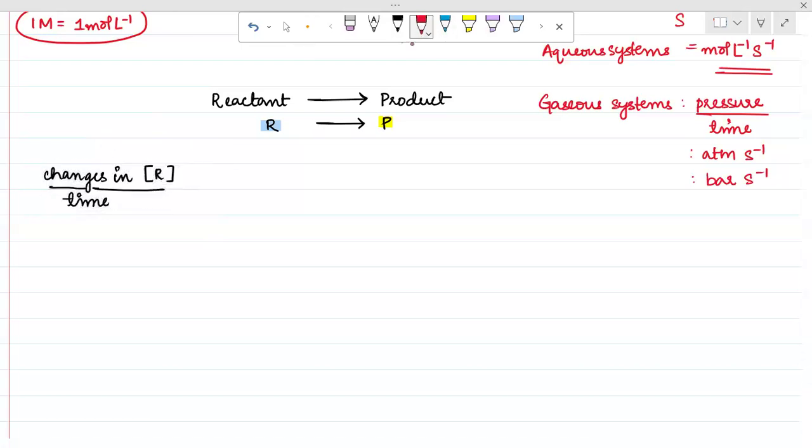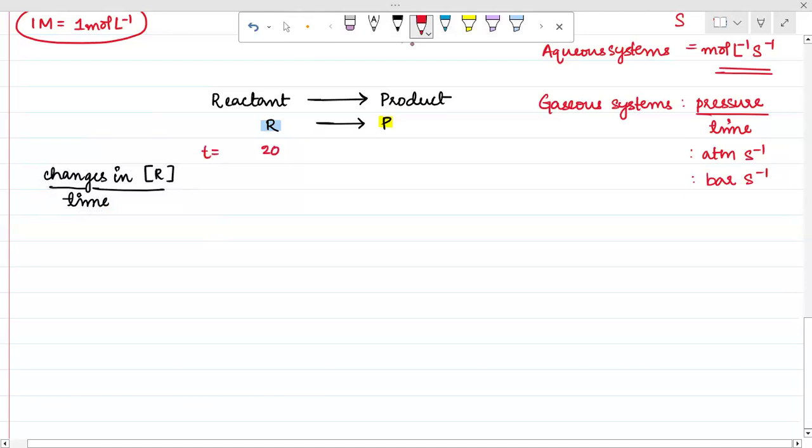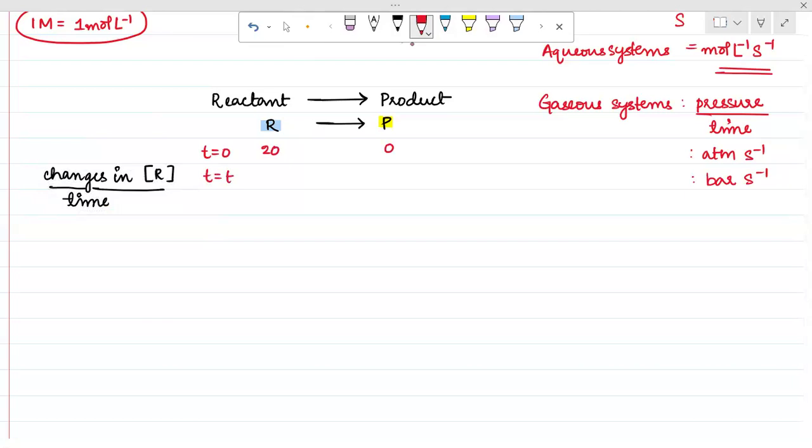let's say that initially you had 20 units of some reactant at t is equal to 0. Reaction has not begun. You had 20 units of reactant. Okay. And you don't have any products. Now, after some time, as the reaction proceeds, some amount of reactant reacts. And let's say now it has reacted 5 units and it has become 15. And this has become 5. Product has been formed.